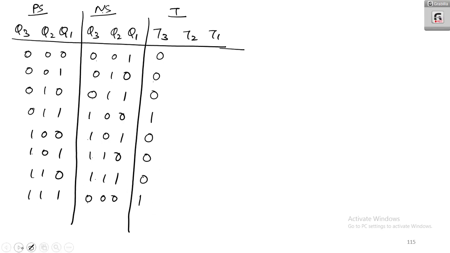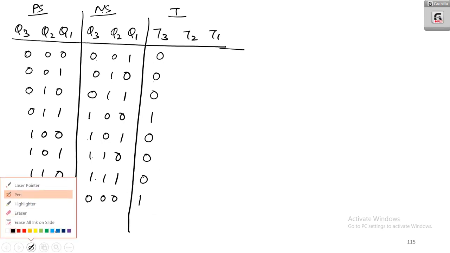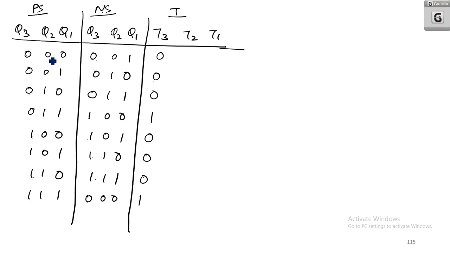Now coming to T2. Here you need to consider only Q2. 0 to 0, no change, 0. 0 to 1, 1. 1 to 1, no change, that it is 0. 1 to 0, it is 1. 0 to 0, no change, that is it is 0. 0 to 1, it is 1. 1 to 1, it is 0. 1 to 0, that is change, so it is 1.